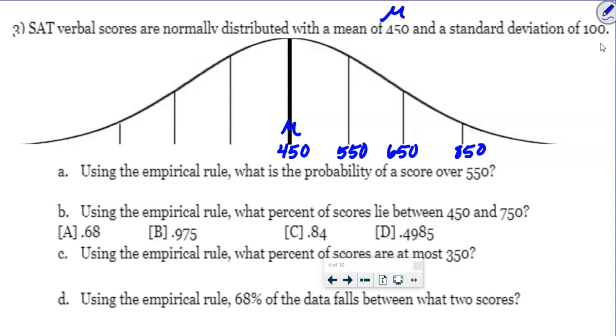And then going left from the mean, we're going to subtract. Okay. So we're going to subtract 100. So that's going to give me 350 here. Again, subtract. That's 250. Again, subtract. That's 150. Okay. So now, when we talk about this, we're going to talk about these percentages.